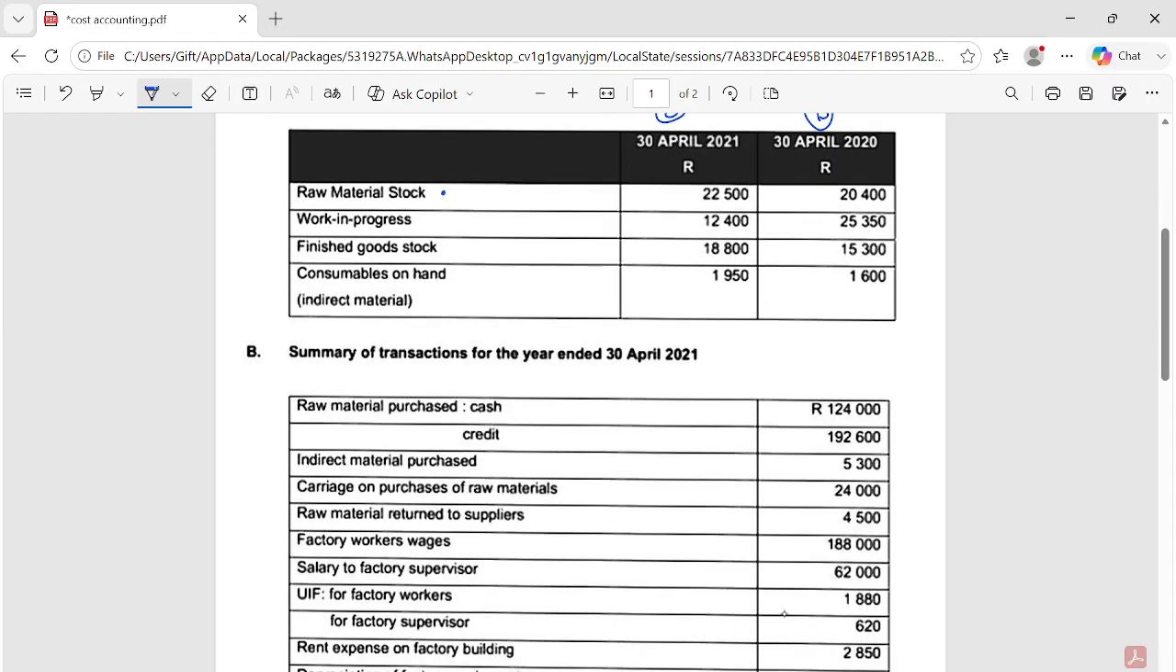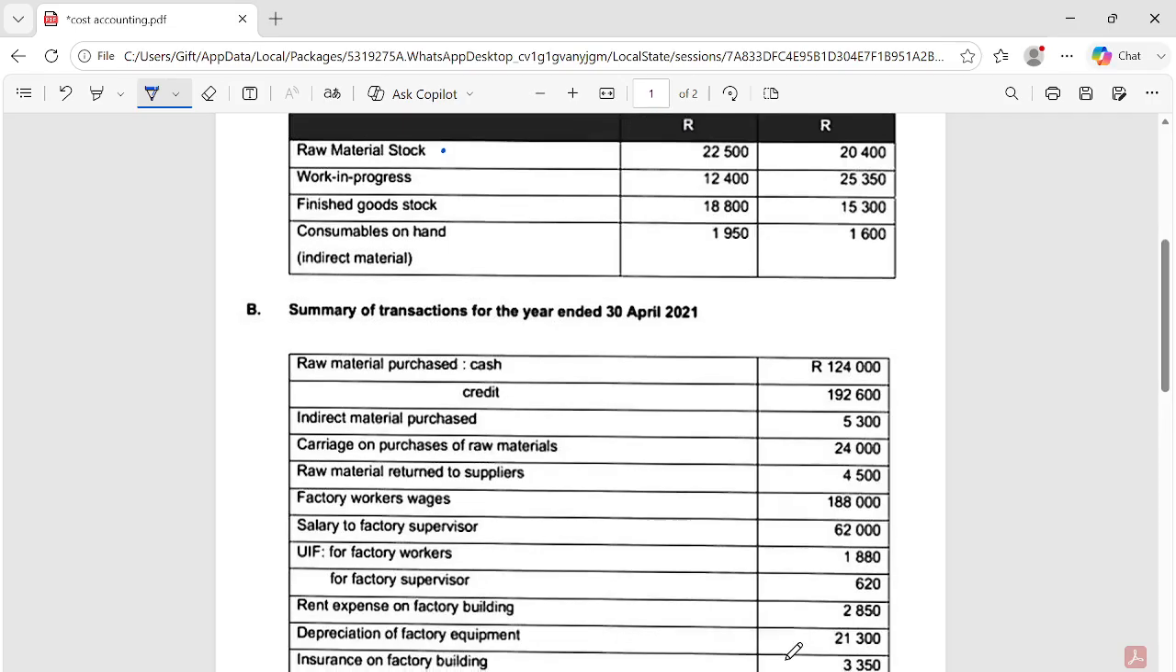And then here you have raw material, cash and credit. Remember I told you guys purchases consist of cash and credit. Indirect materials that are purchased during the year, here they are. Carriage on purchases, raw materials returned, and then we have factory workers, they were paid this amount. Salary to a factory supervisor, this is an indirect labor. And then here we have UIF for factory workers and for supervisors. So this one will go to direct labor, this one will go to indirect labor, right?